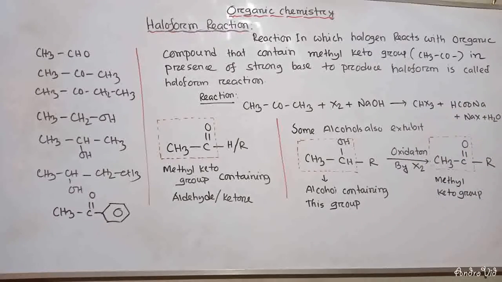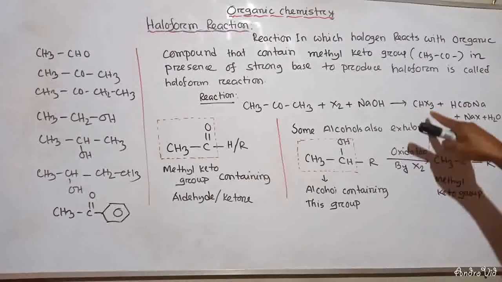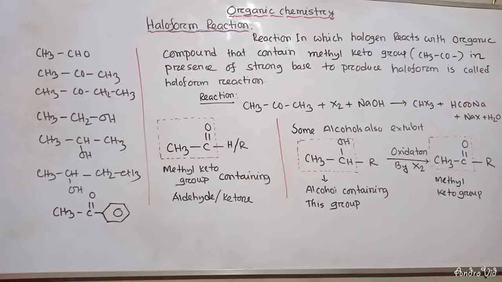You know, different types of haloform are possible, for example chloroform, bromoform, iodoform. This type of haloform is possible. So X is basically chlorine, bromine, iodine, especially halogen.